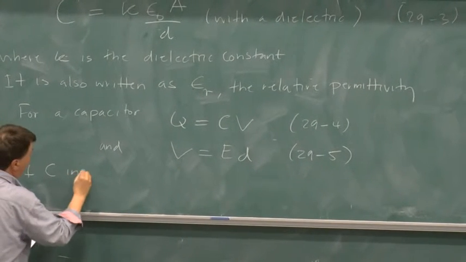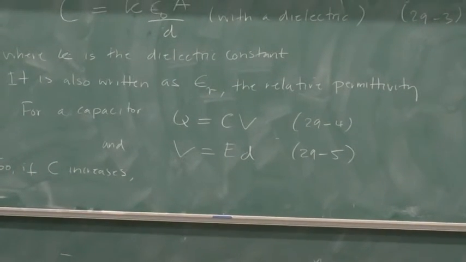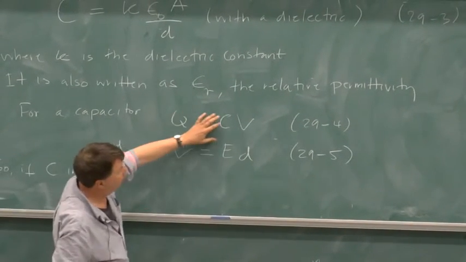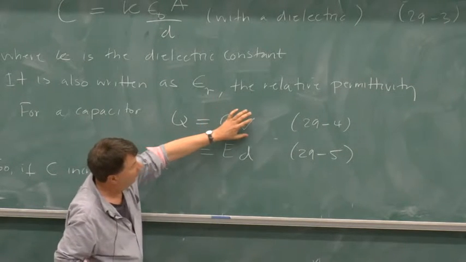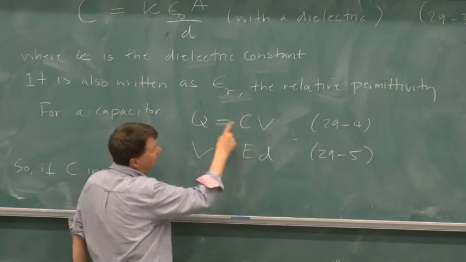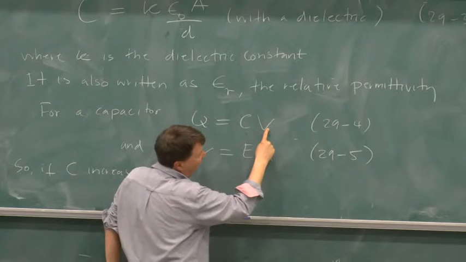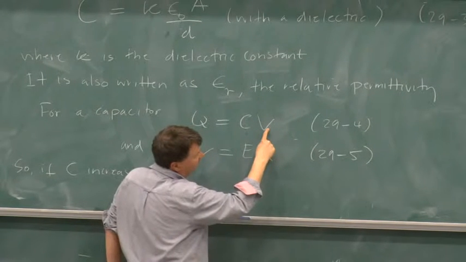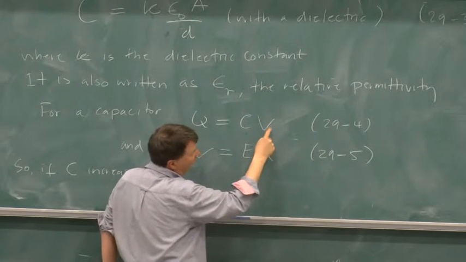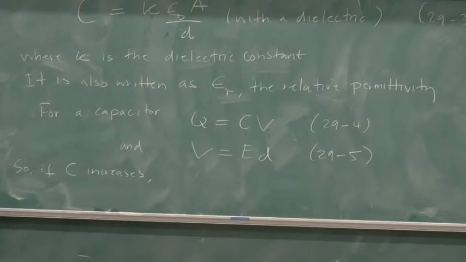So if C increases, clearly if C is going up and we've got the same charge on the capacitor plates, the voltage must be lower. C has gone up, this has been held constant, this is the charge on the plates. We now put something in between them and the voltage drops. Well, because the voltage is linearly proportional to the field, the electric field drops.